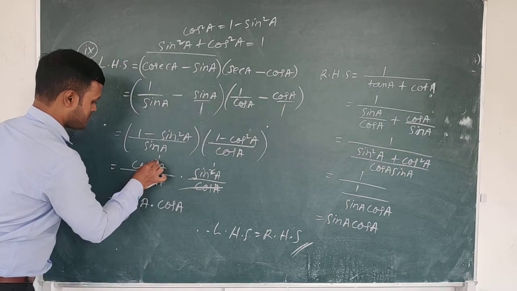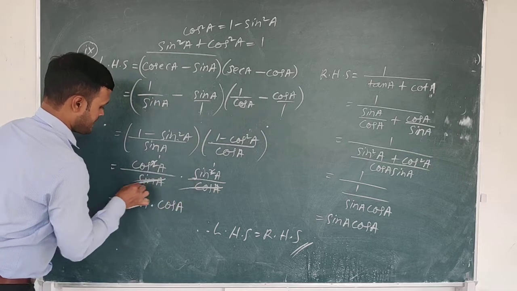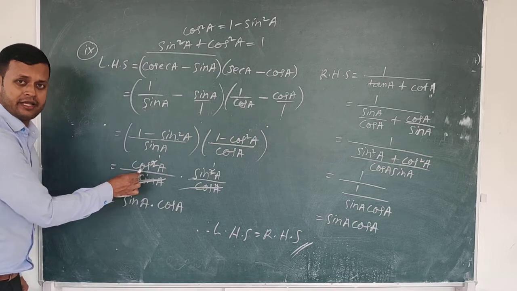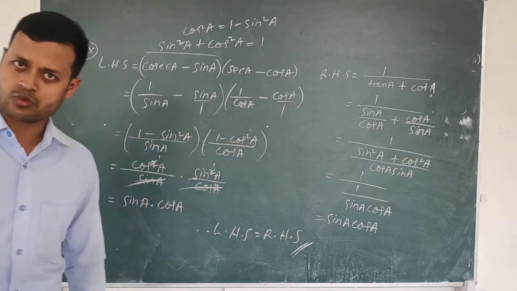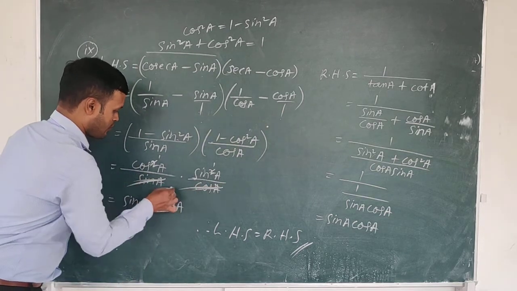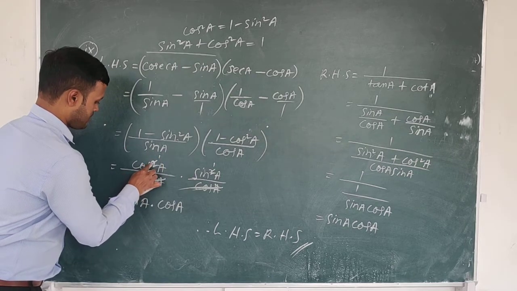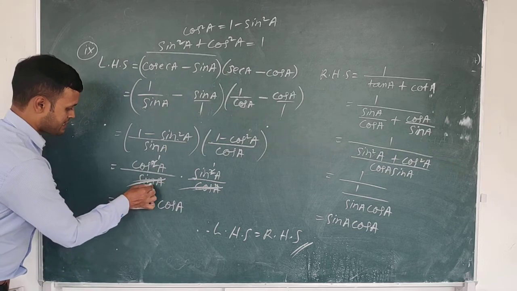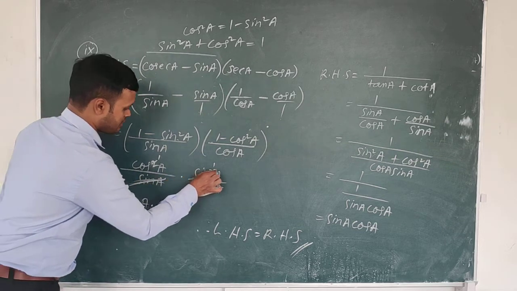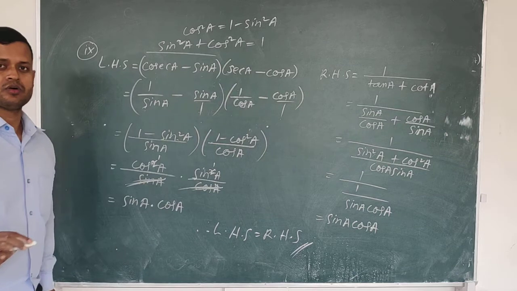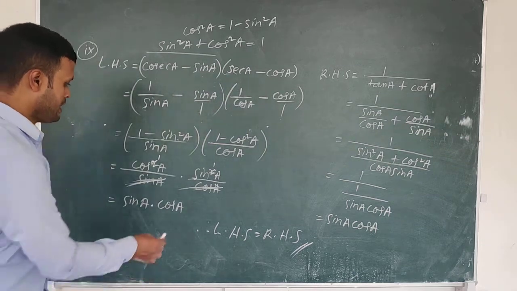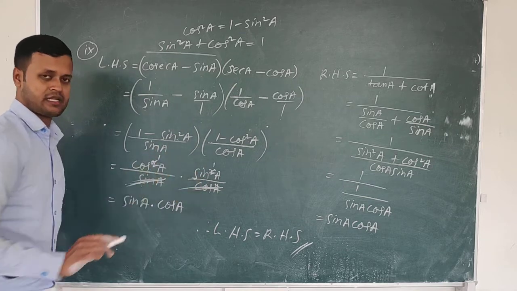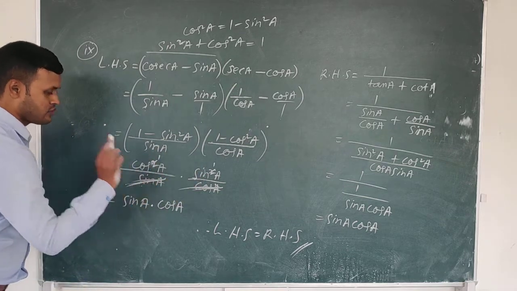Now we cancel. Cos A is there twice, so we cancel 1 cos A. Sin A is there, sin A cancels. Here cos square A means 2 cos A, so 1 is cancelled and 1 will stay. And here how many sin A are there? Sin square A has 2, so 1 is cancelled. With this cos A I am cancelling 1 cos A from here, and with this sin A I am cancelling 1 sin A from here. So what will remain? Sin A into cos A.